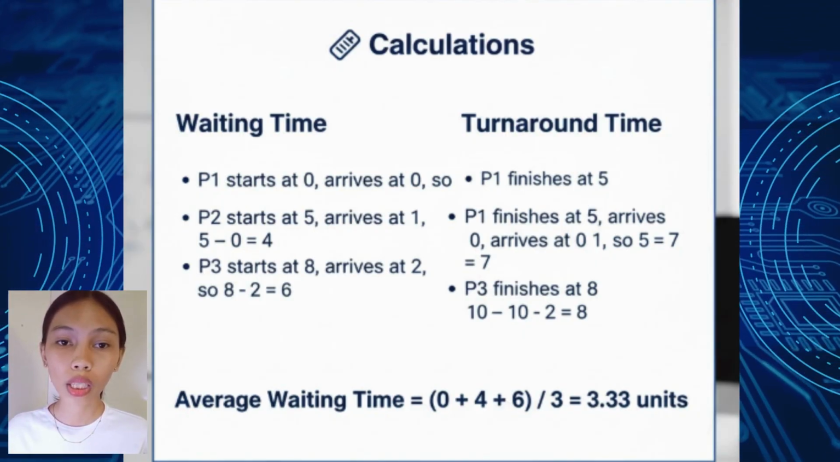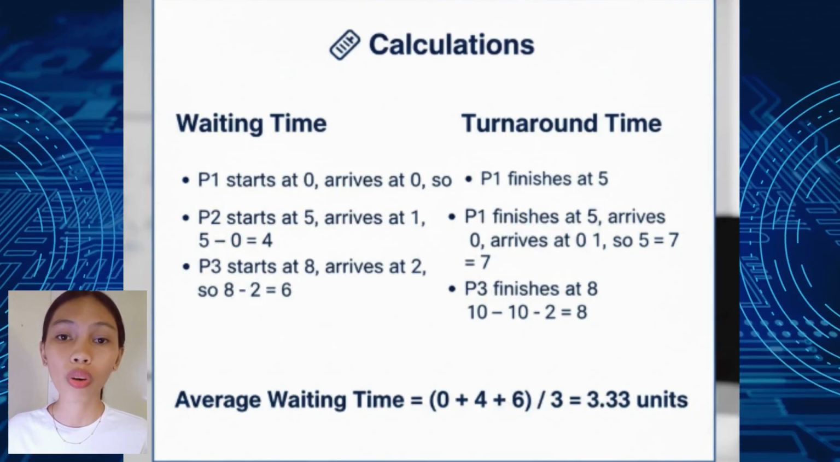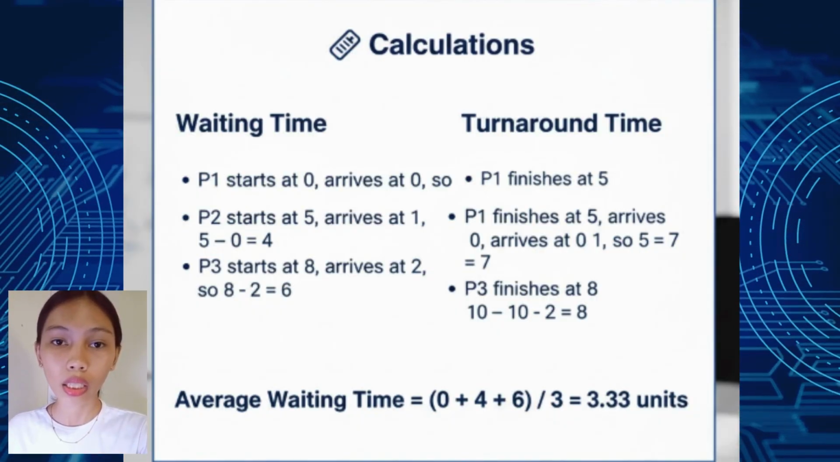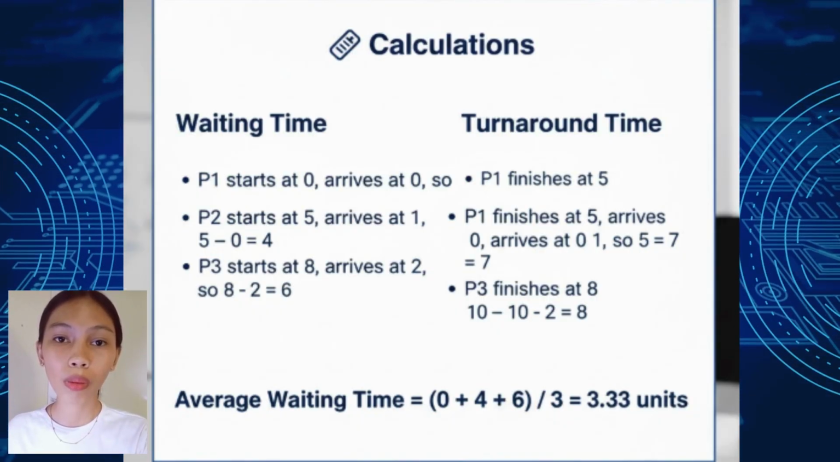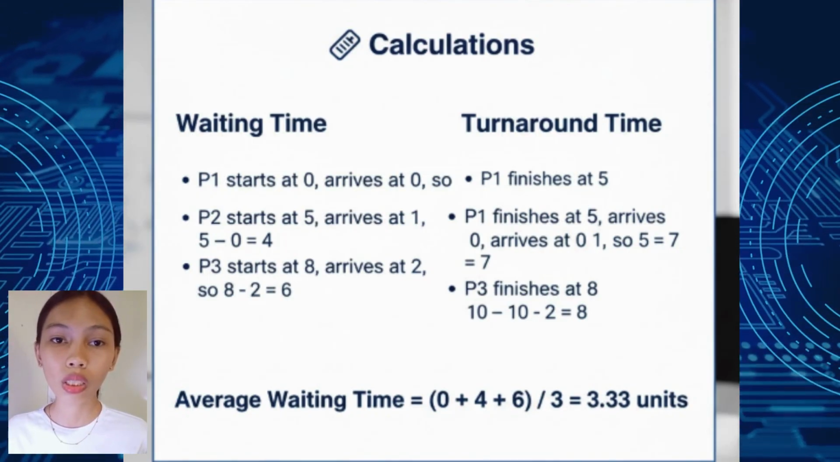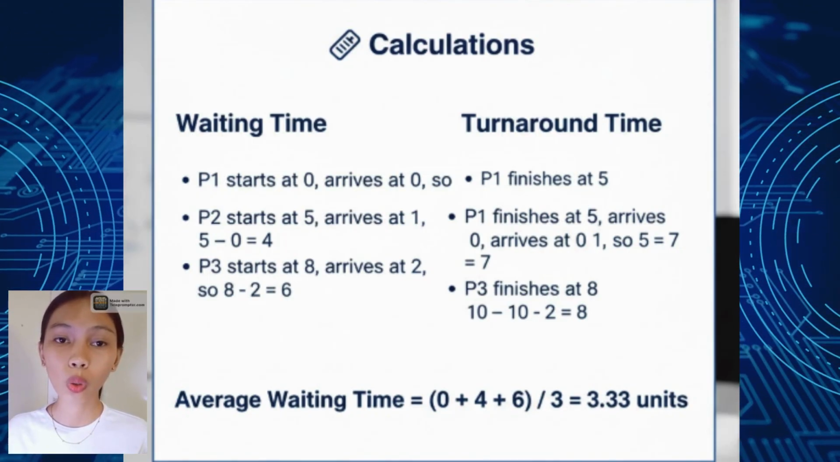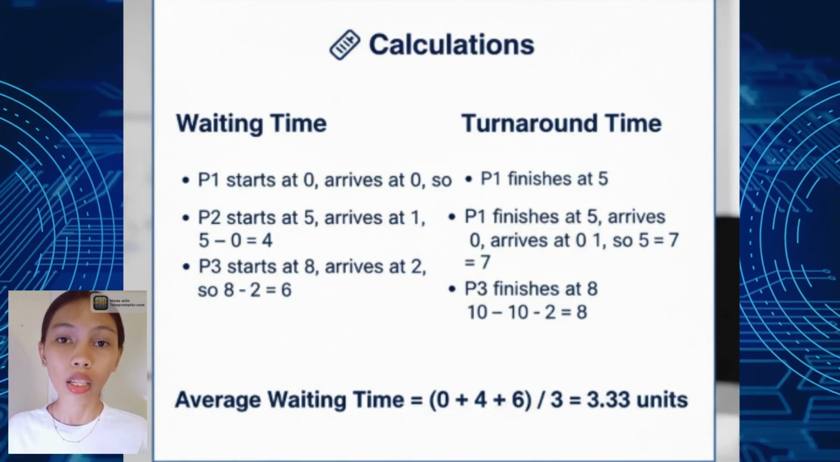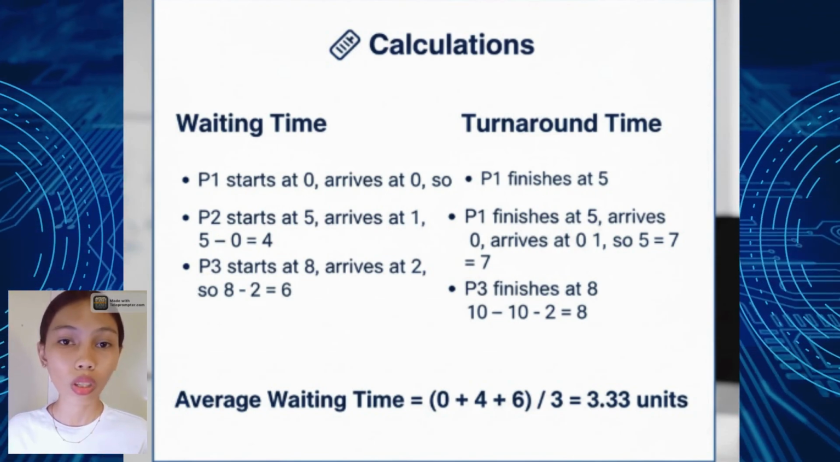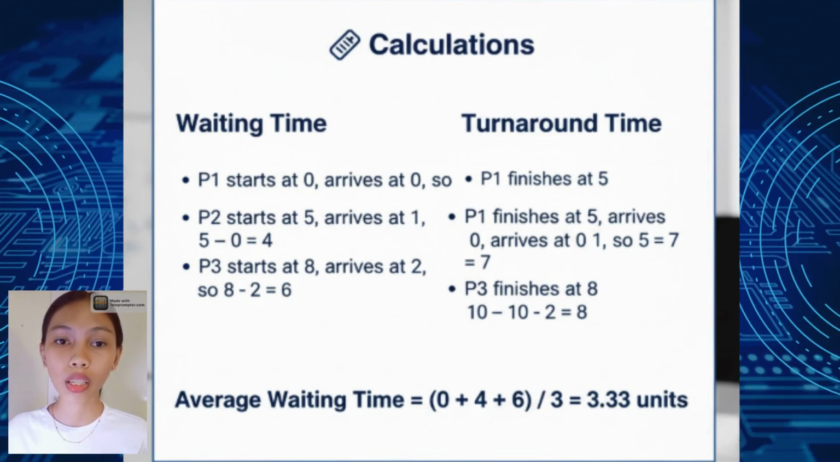Finally, the average waiting time is the sum of all waiting times divided by the number of processes. That is 0 plus 4 plus 6, divided by 3, which gives us 3.33 units. This example clearly shows how FCFS strictly follows the order of arrival without interrupting any running process.